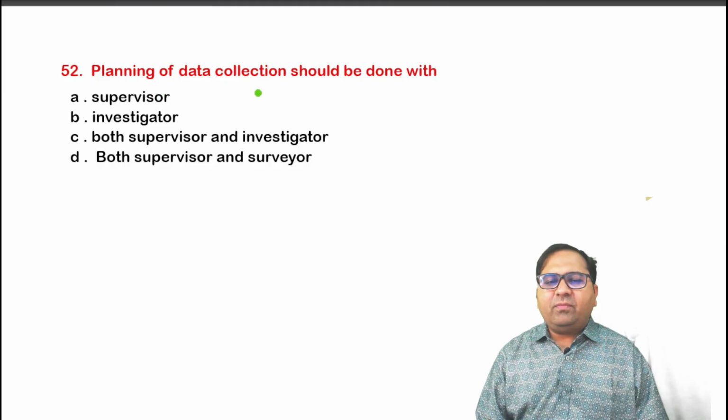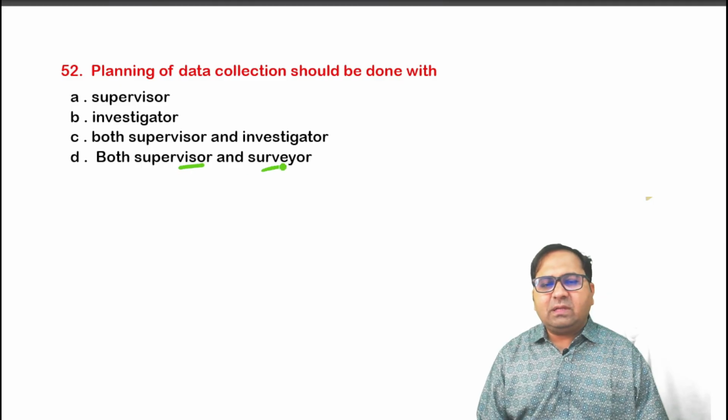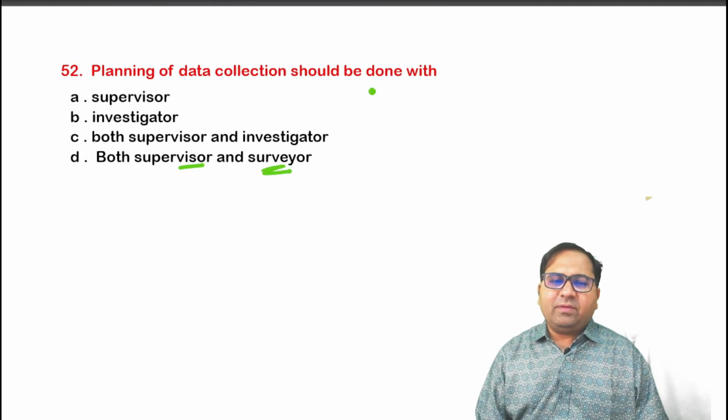Then next, planning of data collection should be done with A. supervisor, B. investigator, C. both supervisor and investigator, D. supervisor and surveyor. In this question, to confuse us, the examiner has given the option of supervisor and surveyor. There is nothing like surveyor in the data collection process. The answer is simple. Both supervisor and investigator are required for the planning of data collection process.